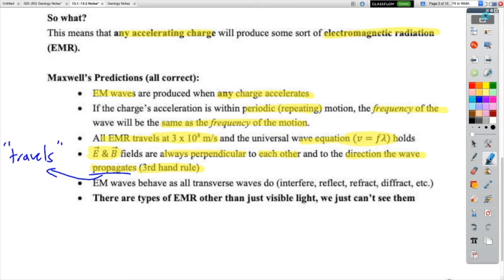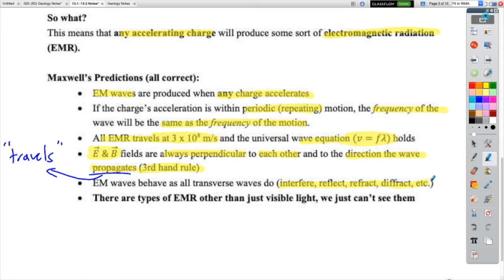Now, again, if they're waves, they should behave like all other waves, okay, with the exception that now they don't need a medium to travel through, but they're still waves. They're still a carrying of energy, okay? Behaves as all transverse waves do. In other words, they should interfere, reflect, refract, diffract, etc. Now we start to see, okay, now we've explained Huygens and Young's experiments without the problem of how do they get through space.